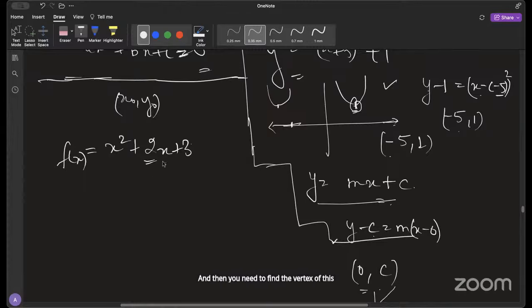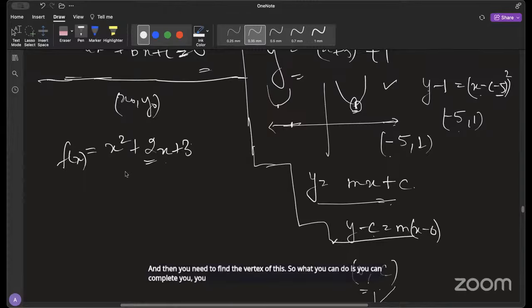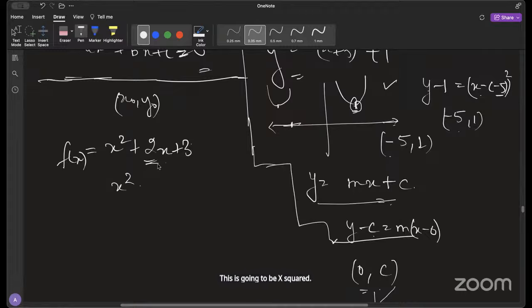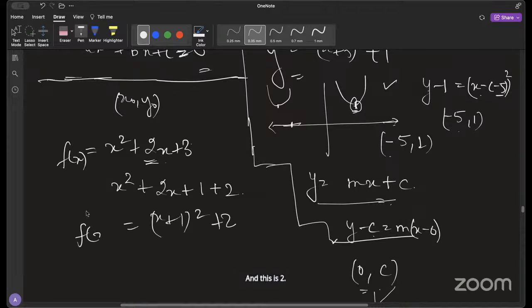So what you can do is quickly complete the squares. This is going to be x square plus 2x, and here you should have 1, right? So you'll add 1, subtract 1, and you will get 2. This is going to be (x plus 1) whole squared, and this is 2. We've done nothing, we've just completed the square, that's all.